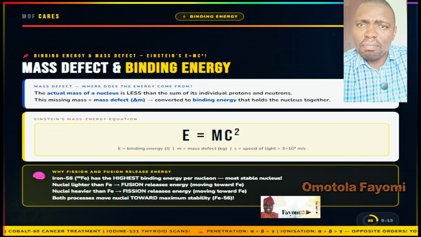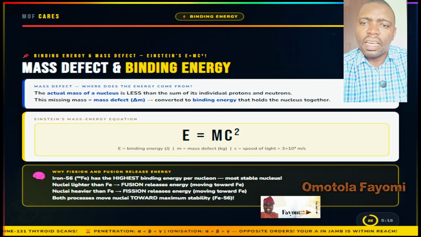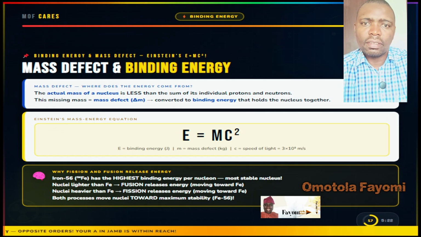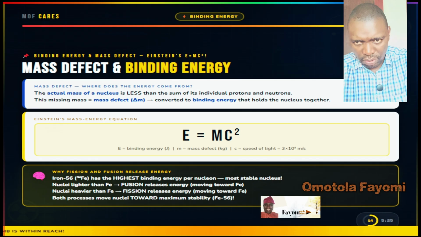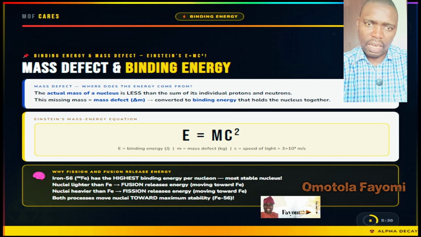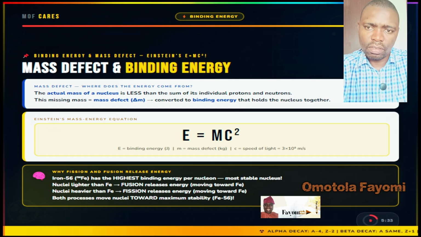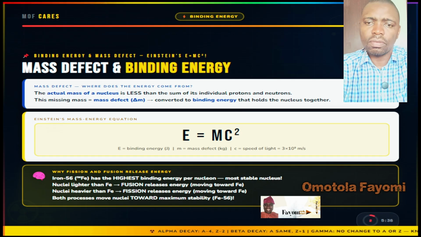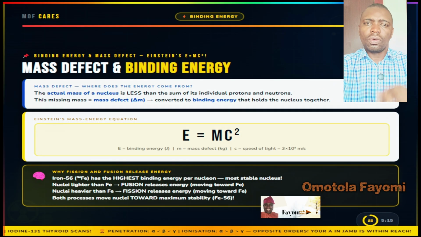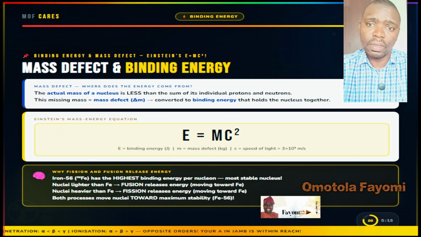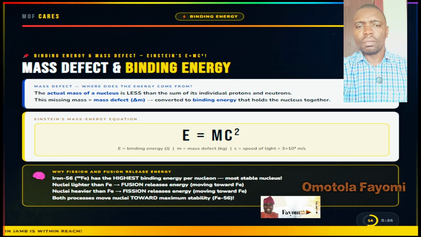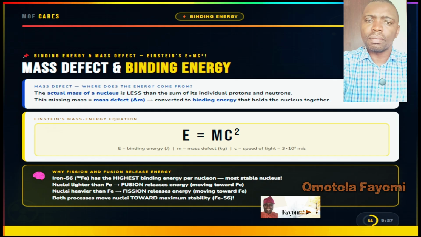What about the concept of binding energy, which connects nuclear chemistry directly to Einstein's famous equation E equals mc squared, and reveals why both fission and fusion release such incredible amounts of energy? Here is the beautiful insight. When you measure the actual mass of an atomic nucleus, it is less than the sum of the masses of its individual protons and neutrons if they were separated. This missing mass is called the mass defect, symbolized by delta m.